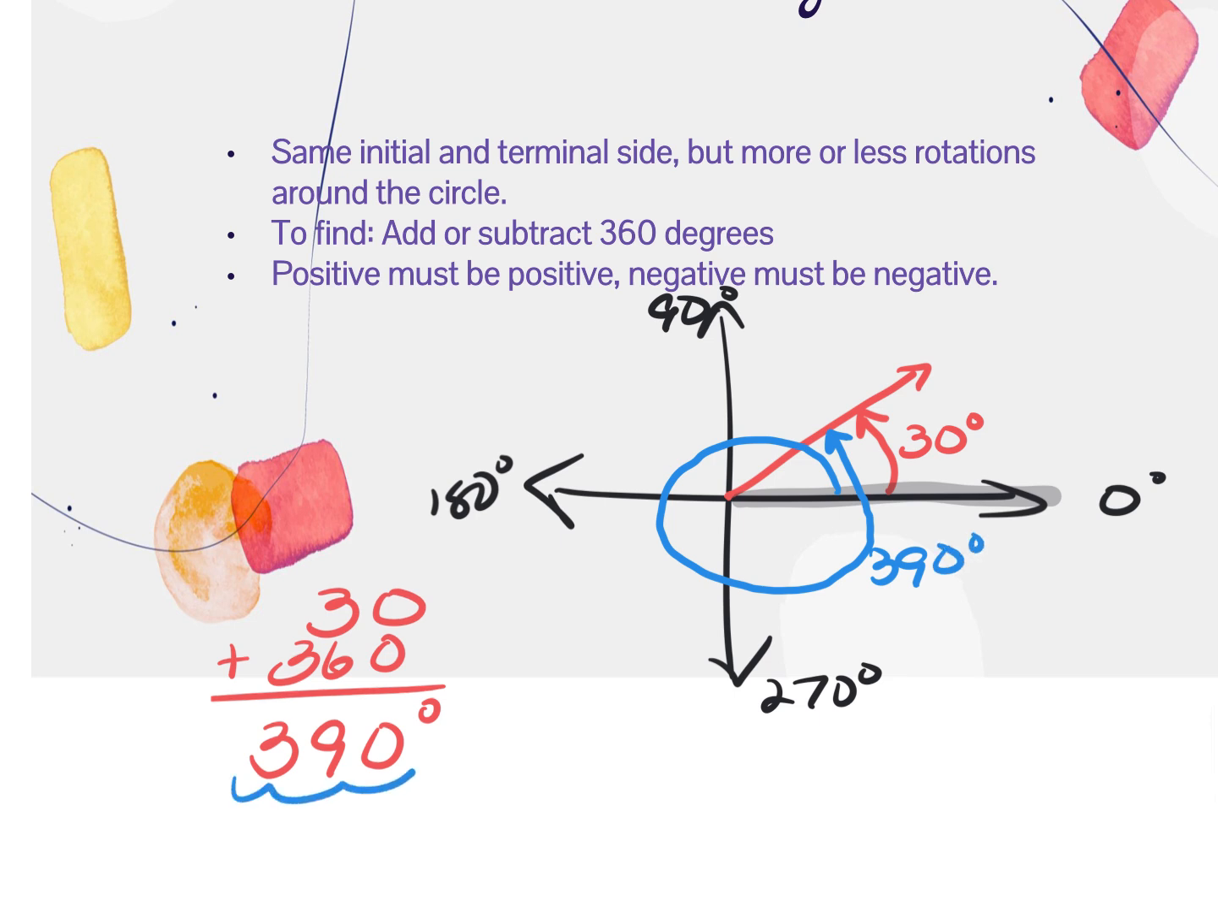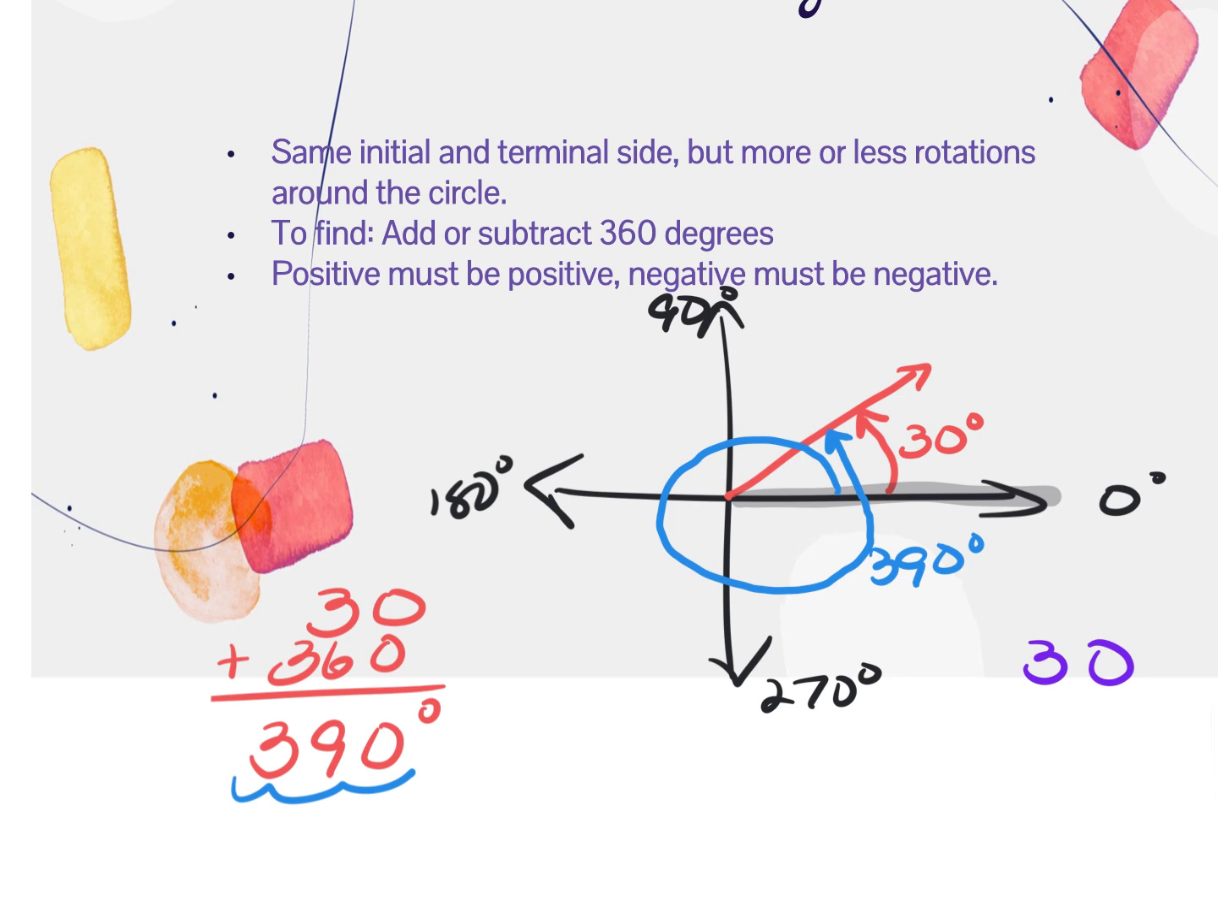Notice it started at the same spot and it ended at the same spot. The only difference is it swirled around one full circle. Let's find a negative coterminal angle. Now, let's find the negative coterminal angle to the 30 degrees.